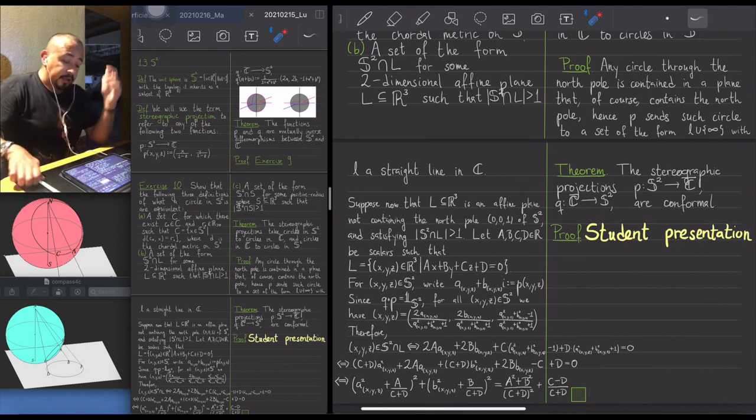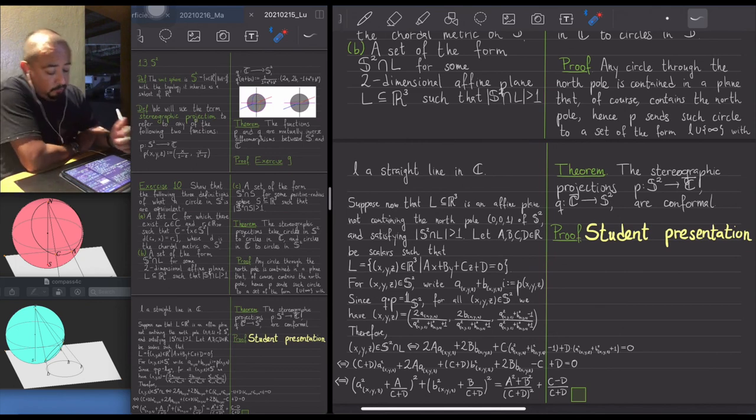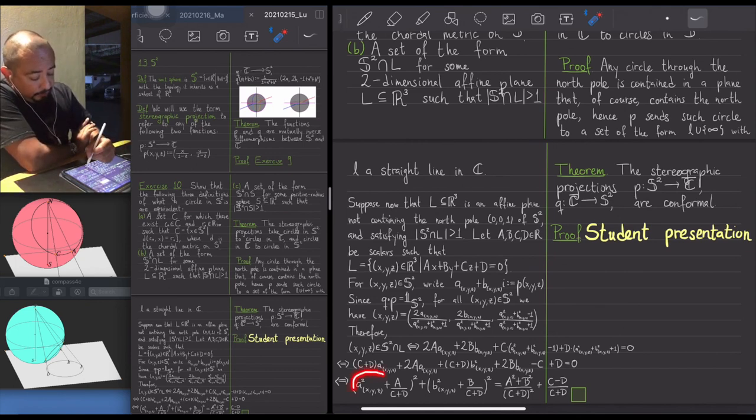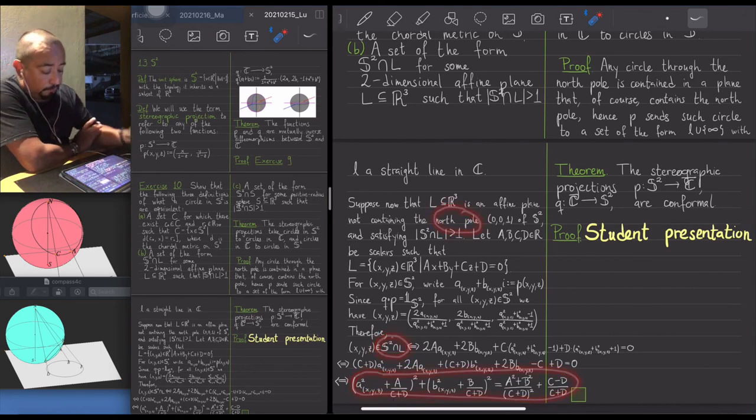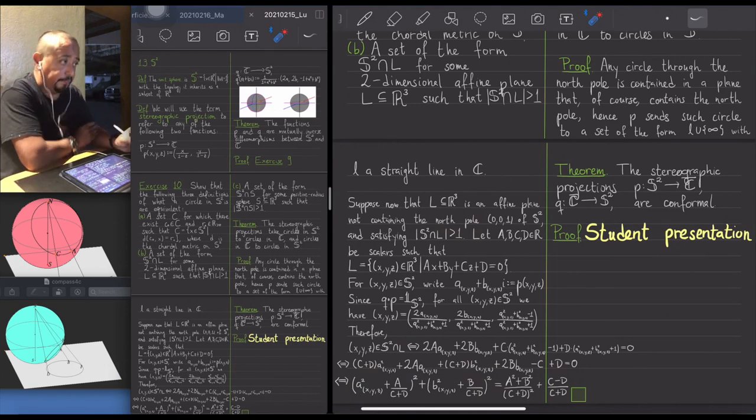And this fact that every step can be undone tells us that the image of a circle in C is a circle in S2 that does not contain the North Pole. And then this finishes the proof.